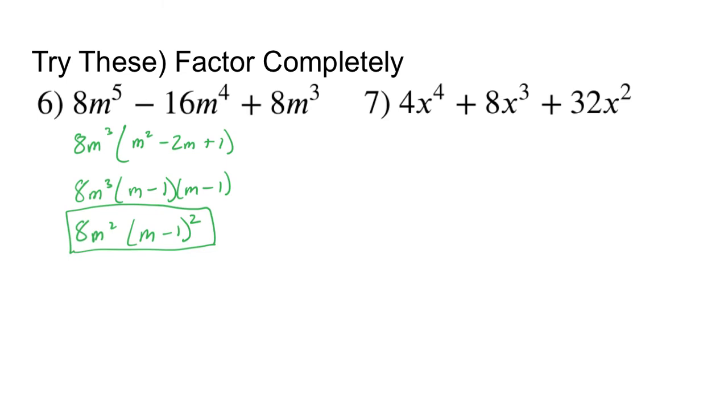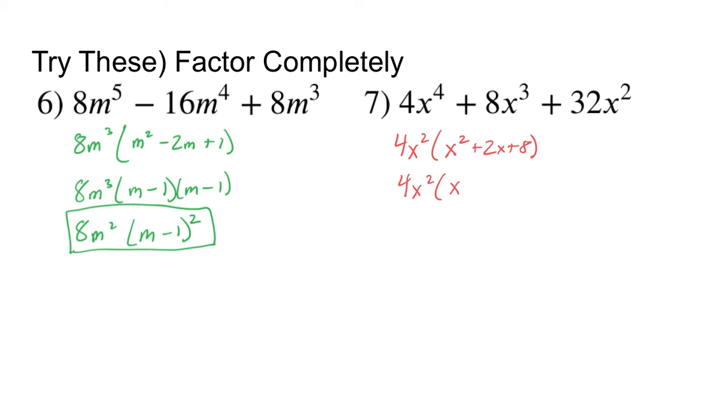And last but not least, number 7, 4x to the 4th plus 8x to the 3rd plus 32x squared. What can I factor out? Look for the GCF: 4x squared. What am I left over with? x squared plus 2x plus 8. I'll make sure I got that factored down completely.